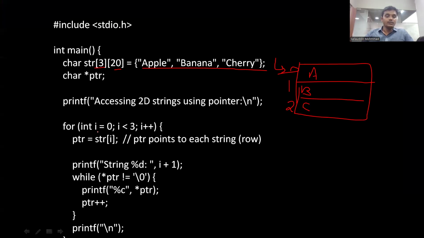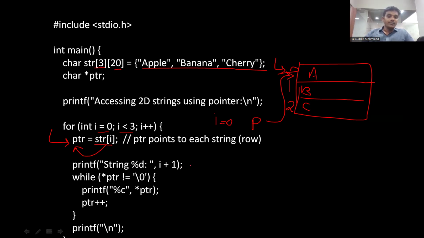How is that possible? So i equals 0, first row, up to 0, 1, 2, three rows will be verified. Every time we are accessing with one pointer. Now there is a pointer variable. When i equals 0, it is pointing to the first string. What string will be accessed? Apple will be accessed when i equals 0. Apple will be assigned to the pointer. The pointer stores the base address of apple.